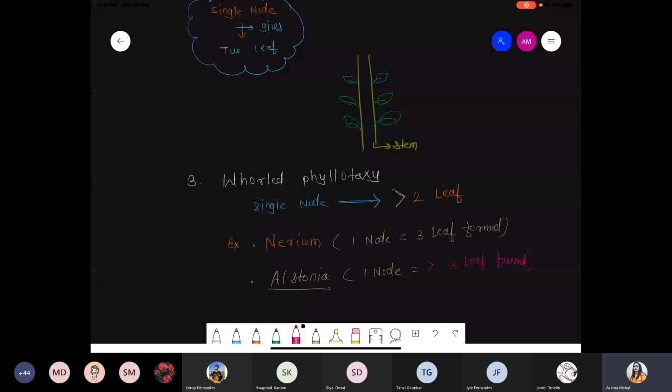So tomorrow we'll start the leaf modification. Then we start with inflorescence, and immediately we start with the flower. And the flower is important because this year, in NEET 2020, 2 questions came from the flower. One from placentation, and the other related to estivation. So the flower is also important.